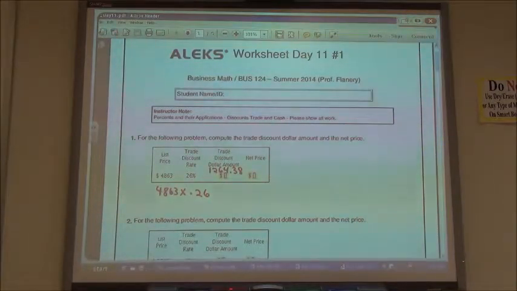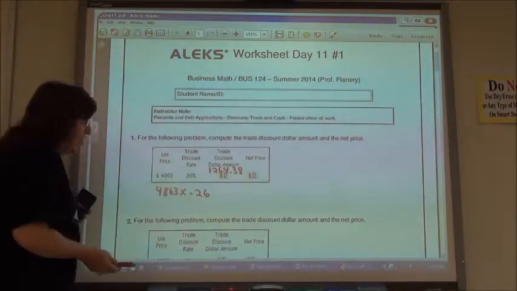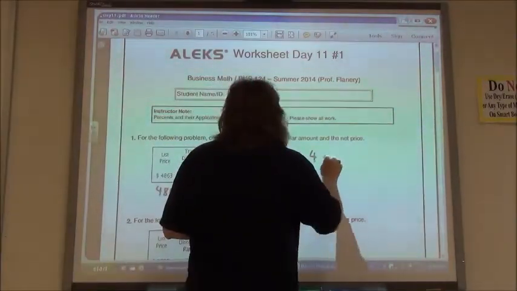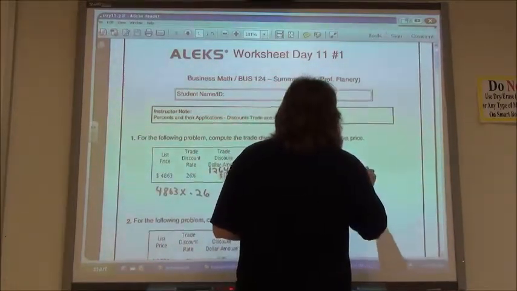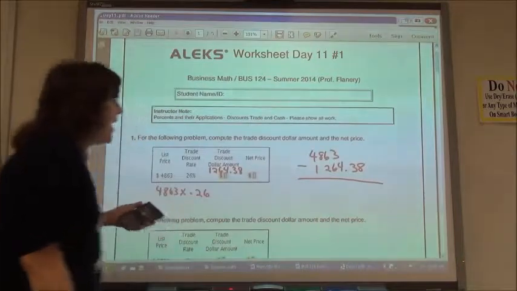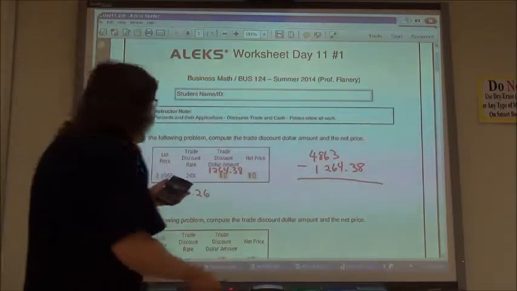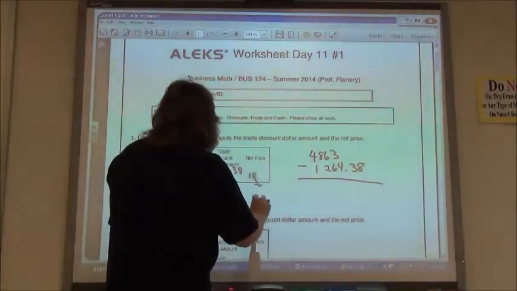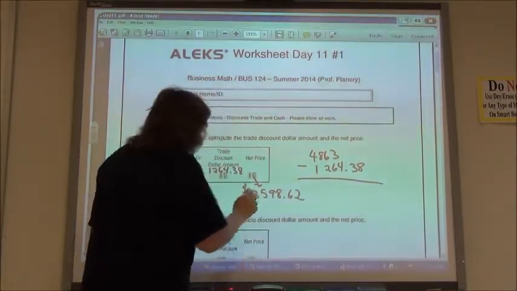In order to find the net price then, you're going to take the list price and subtract the discount amount. So we're going to take the $48.63 and subtract the $1,264.38. Again, just go ahead and use your calculator. If you take $48.63 minus $1,264.38, it means the net price, the price that you're going to pay, is $3,598.62.